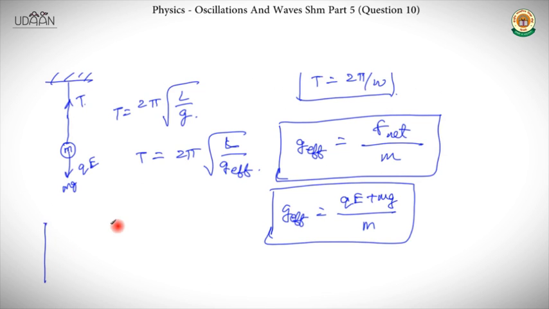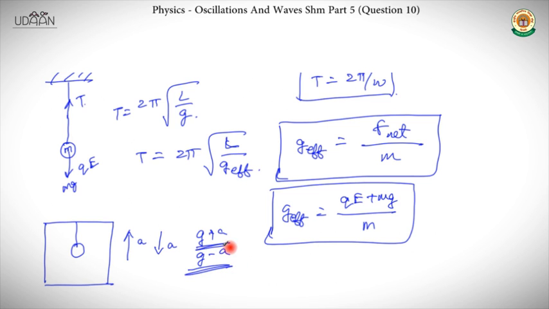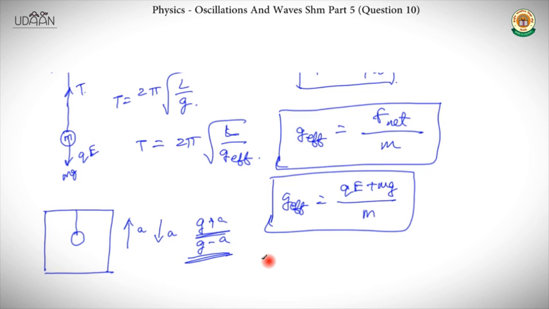For example, you have this problem of pendulum in a lift. When the lift is moving up with an acceleration A or moving down with an acceleration A, then the G effective will be G plus A or G minus A, and the time period formula can be easily found out by just substituting the G effective, instead of using the force method or energy method. Right. And similarly, the B bit also we can solve by this shortcut.